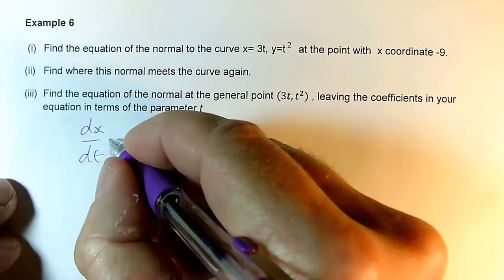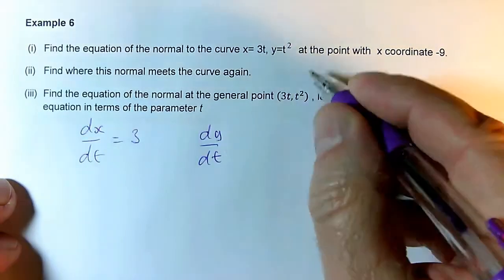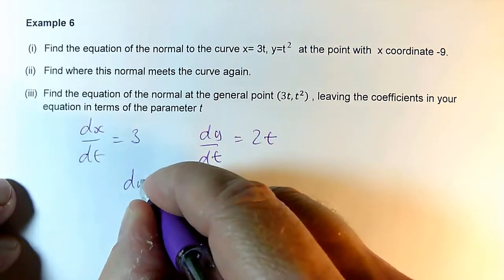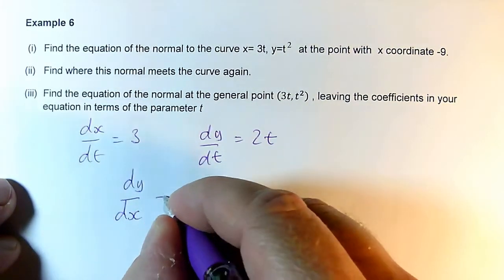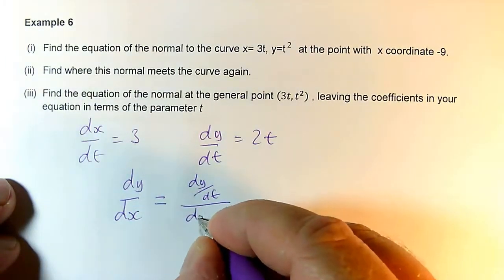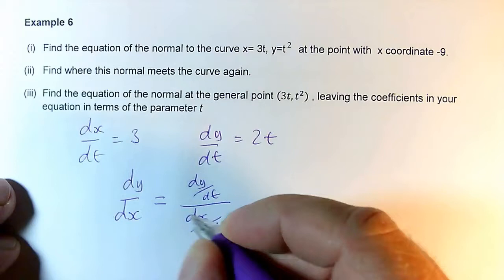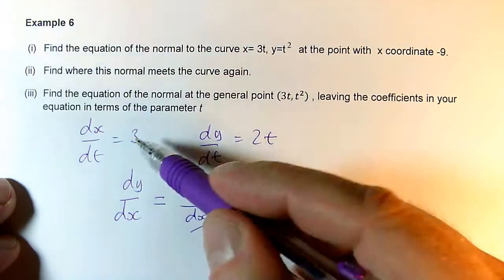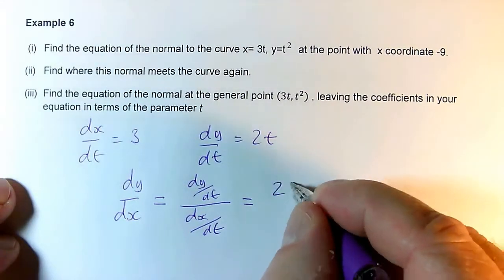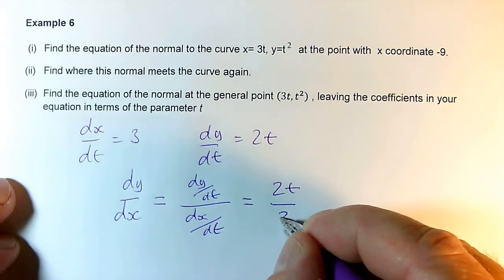So differentiate 3t, we get 3. Differentiate t squared, we get 2t. Formula for dy by dx, we're now going to rely on knowing that it's dy by dt divided by dx by dt. Get it the right way up. You'll always do dx by dt first, but that will always go on the bottom of this fraction. So dy by dt is 2t on the top, dx by dt is 3 on the bottom.